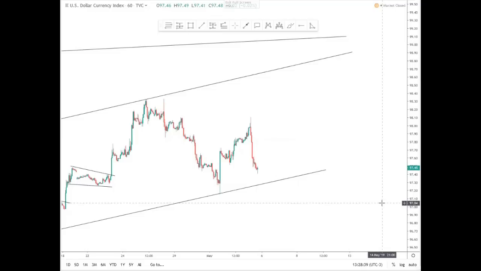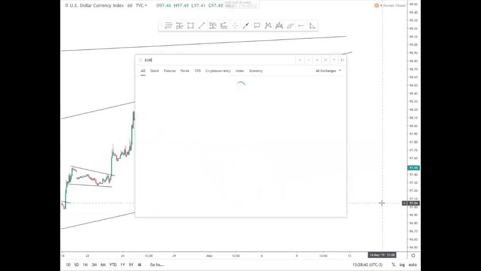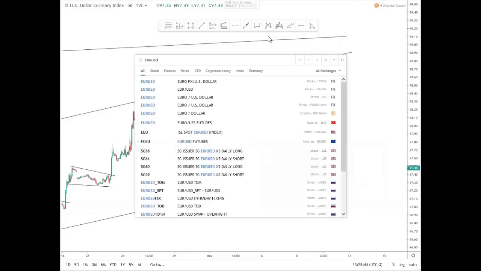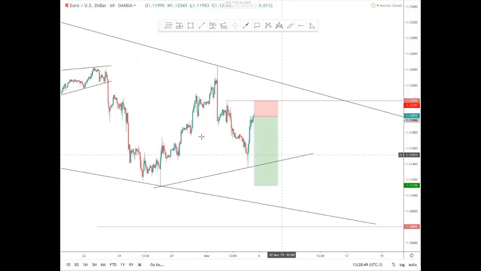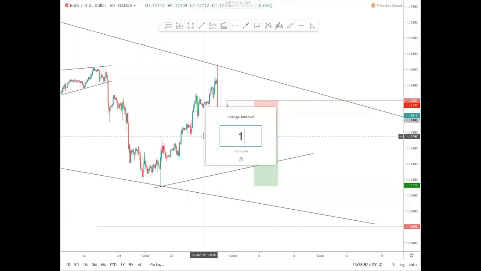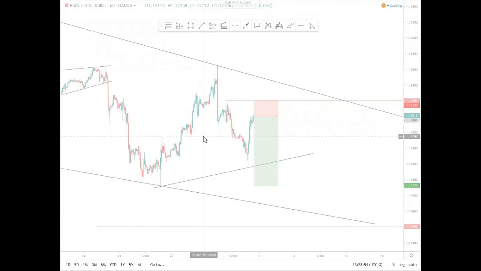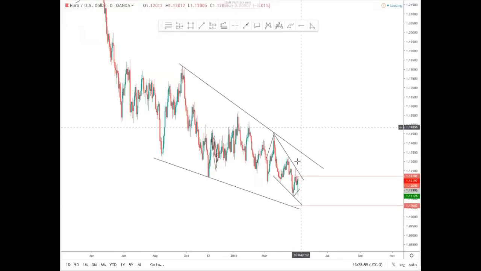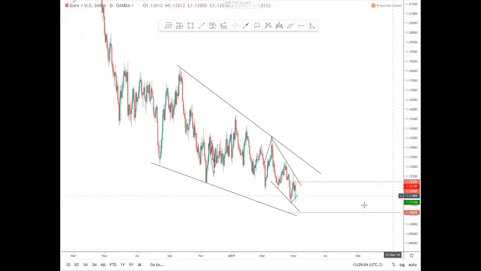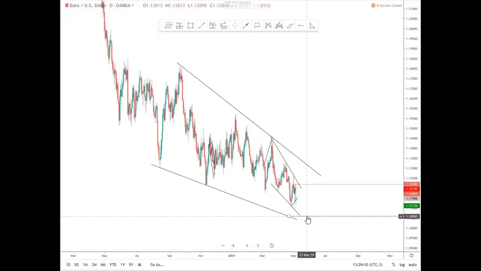Let me just move on to the first setup, which is the euro US dollar. Remember what I said with the euro US dollar and the dollar index, they move exactly the same, but in a different manner. When the rand is going up, the rand is going down in the opposite manner. Yeah, that's what I wanted to say.